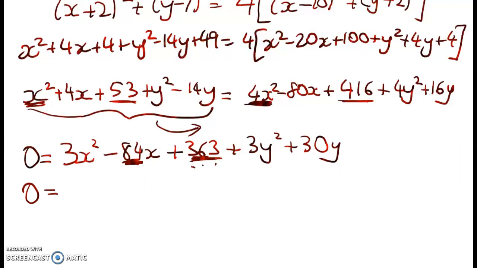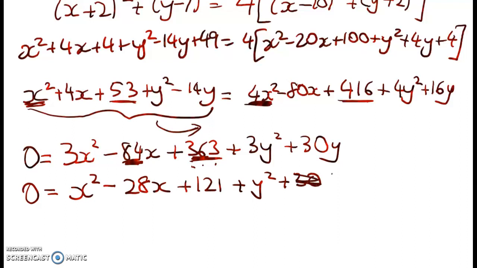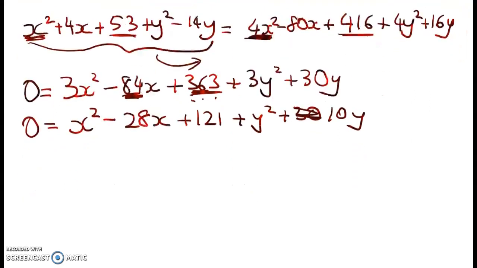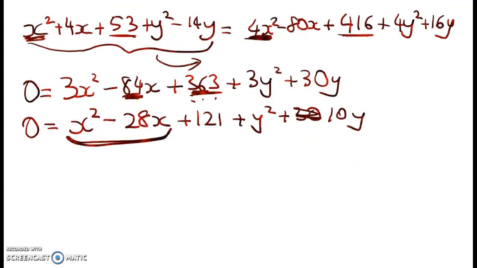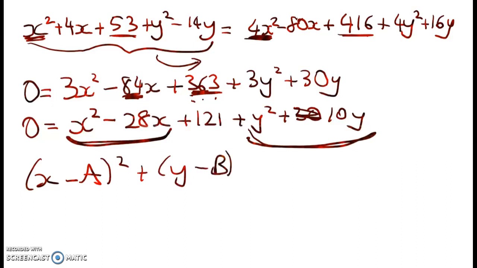So we'll divide each side through by 3. We get x squared minus 28x plus 121 plus y squared plus 30. Whoops, sorry, y squared plus 10y equals 0. Now the last thing I want to do is I'm going to complete the square on each bit. Right, because we want to end up with this form, x minus a squared plus y minus b squared equals k. So we're going to stick with the 0 here, and we're going to have x minus 14 squared.